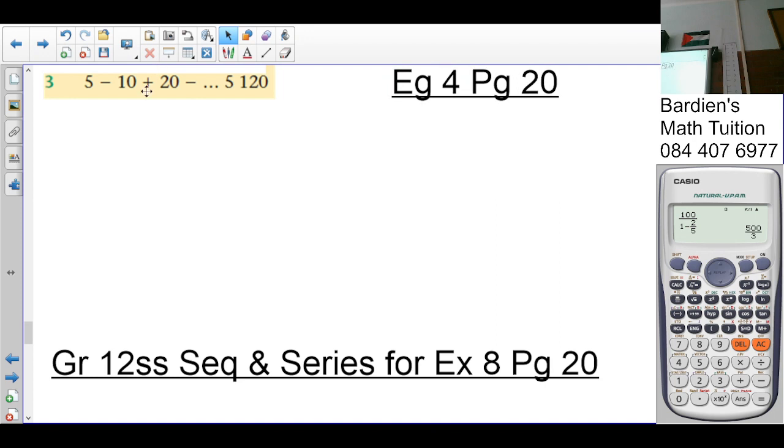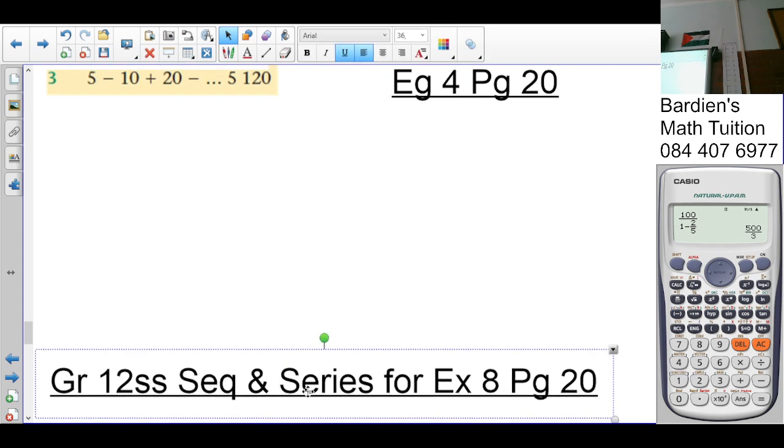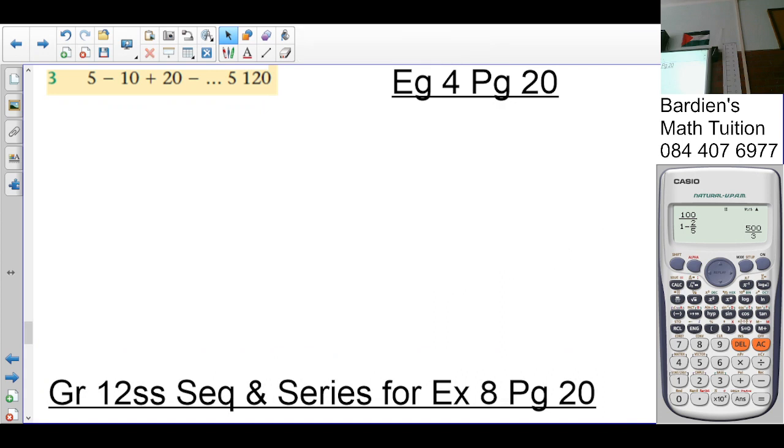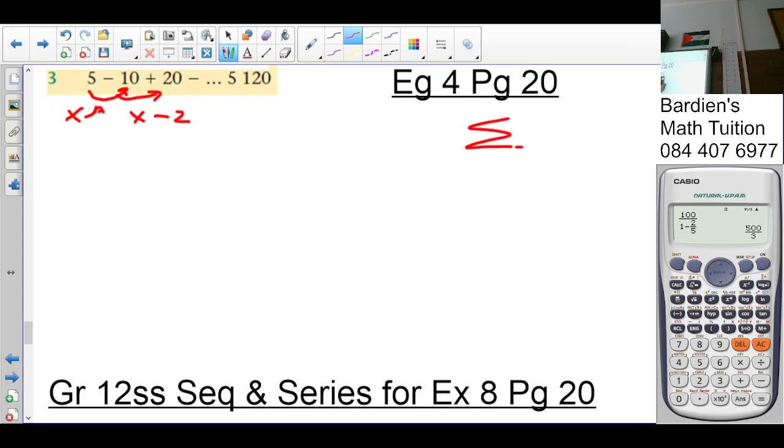Example 4, page 20, number 3. As you can see here, we know what the last term is again. Okay? So this is going to be, how do I move from one term to the next? I'm multiplying it by negative 2. Okay, so it's a geometric series. So again, sigma, the starting point, ending point, general term is equal to sum of terms. Okay.